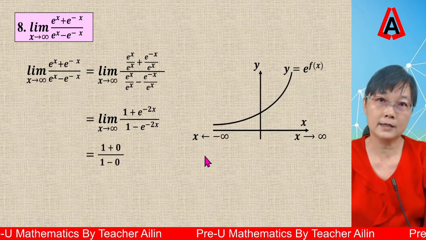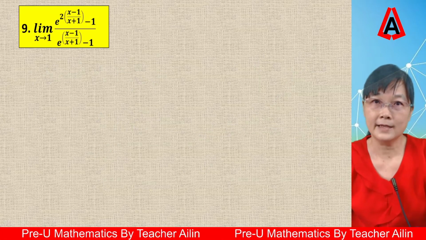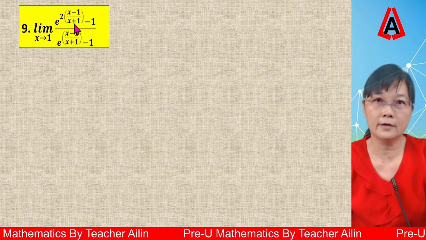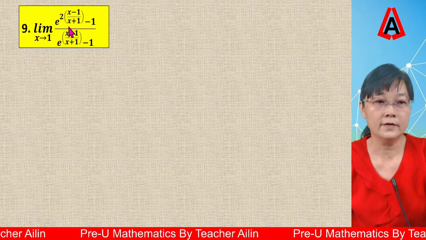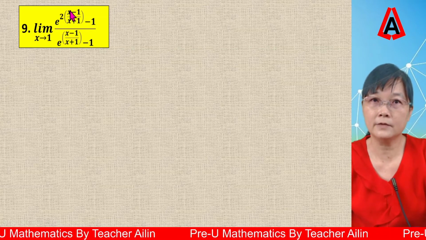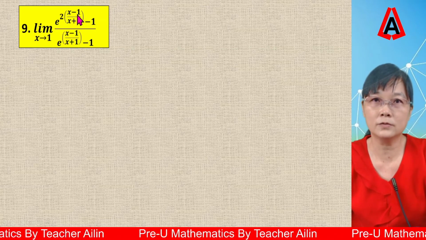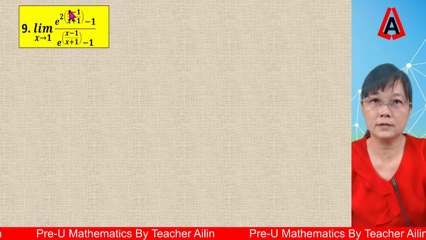So now I get the value of the limit is equal to 1. Next question. Find the limit of this function as x approaches 1. So first, I substitute x with 1. When I substitute x with 1, 1 minus 1 is equal to 0. So e power 0 is 1.